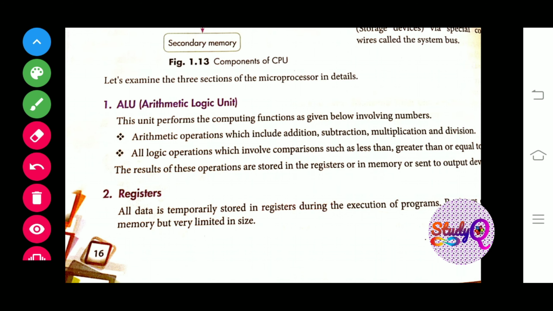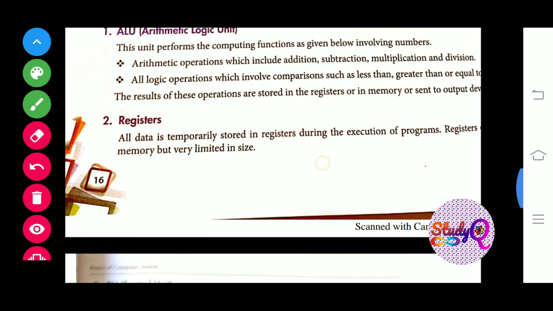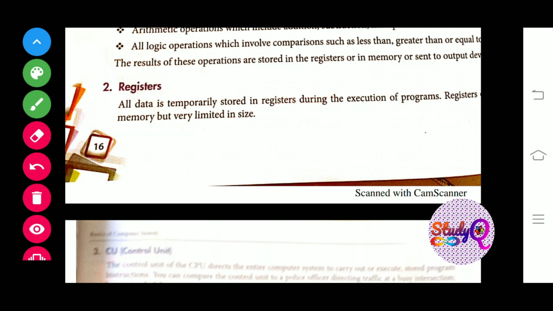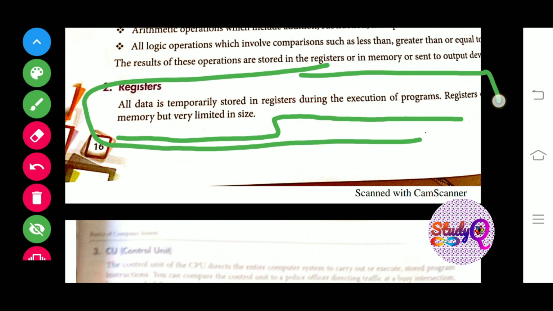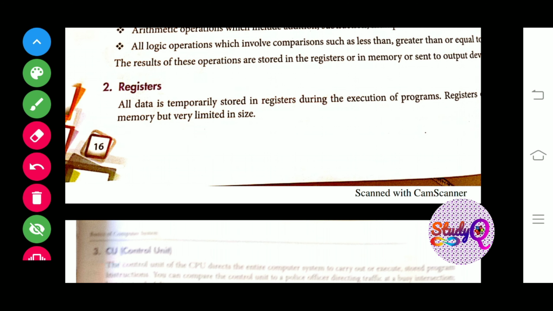After this we have to understand registers. What are registers? All data are temporarily stored in registers during the execution of a program. Registers are memory but of very limited size. Registers are very fast. Registers are the fastest memory but have very limited size, smaller than RAM. Students, after this you have to move ahead.